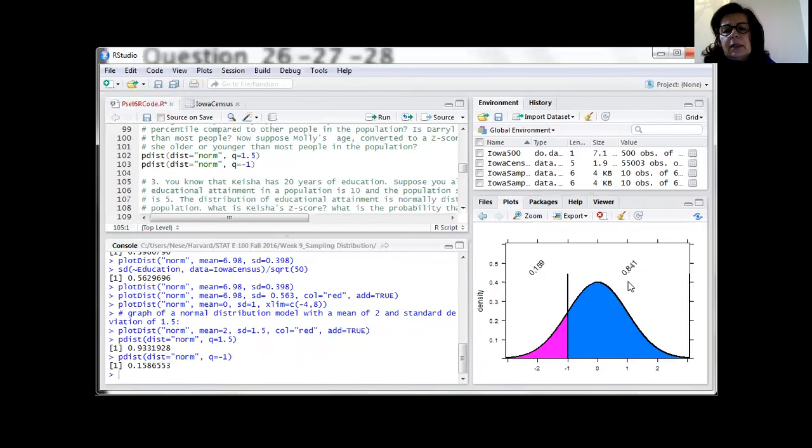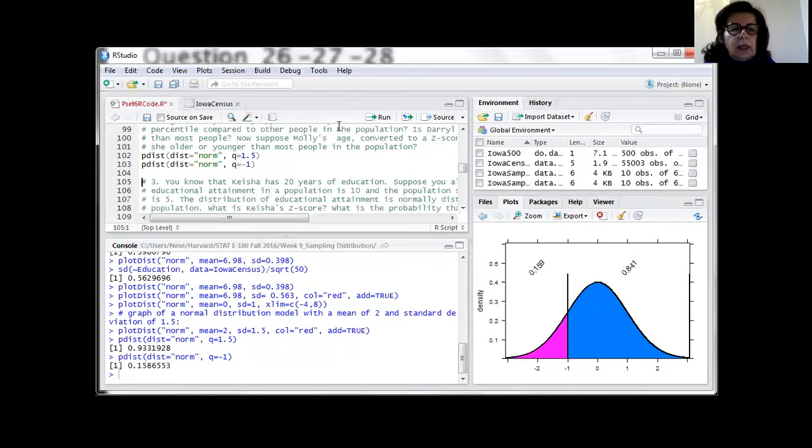The rest are at the 84.10 percentile, or the proportion of the z-scores, or the other people older than Molly, is going to be in this area. We can say that Molly is younger than most of the people in the population.